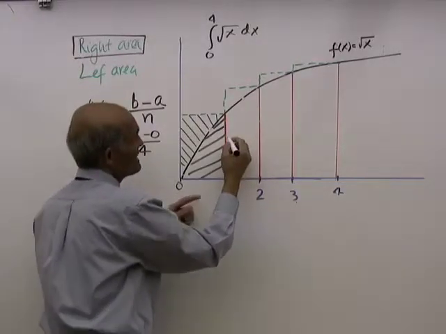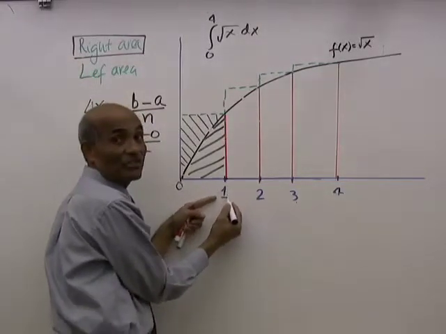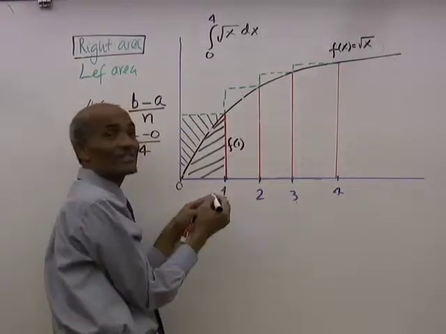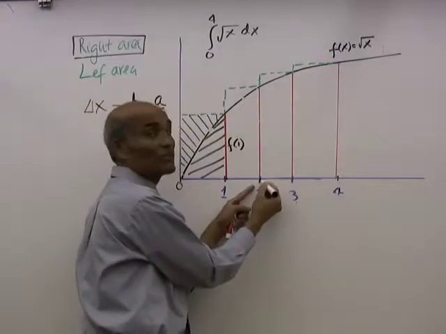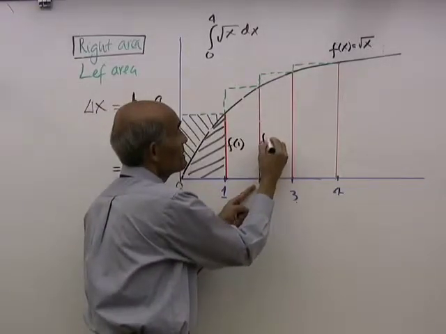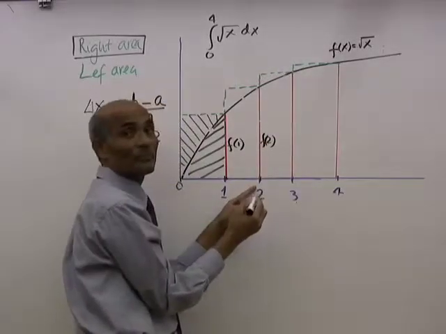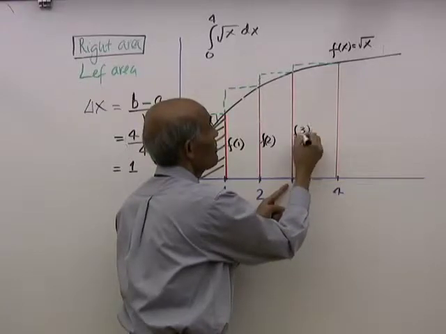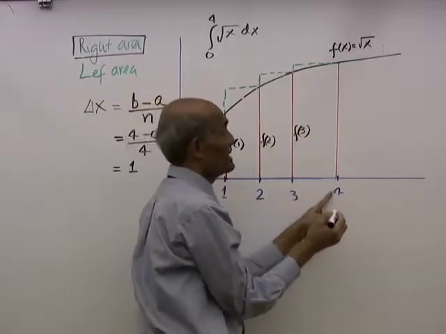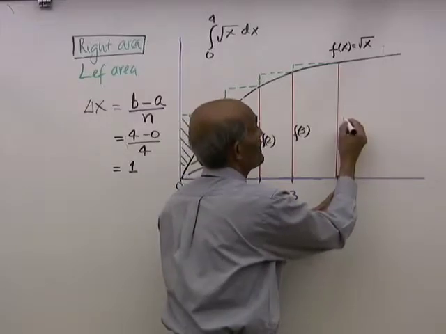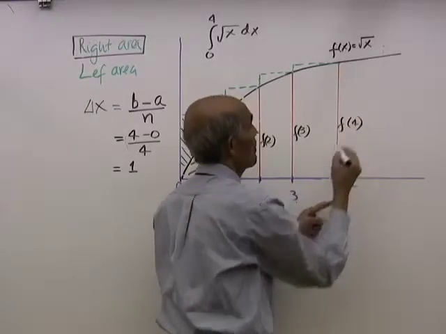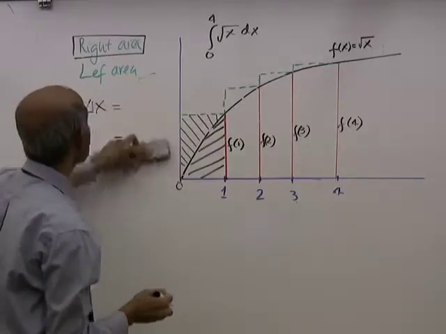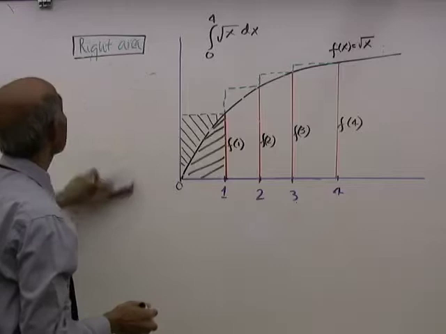Now, what is that height? If this is the x value 1, the height will be f of 1. Is that right? If the x value is 2, the height will be f of 2. The x value is 3, the height will be f of 3. The x value is 4, the height will be f of 4. Therefore, let's write the areas of each of these. We are doing the right area.